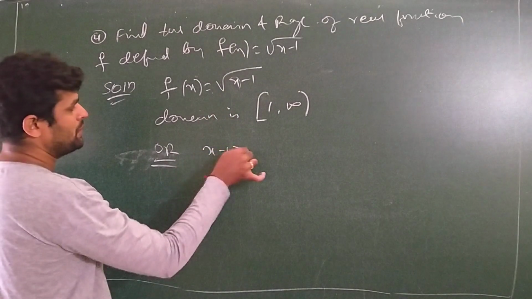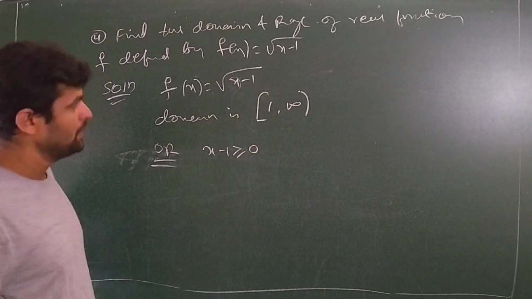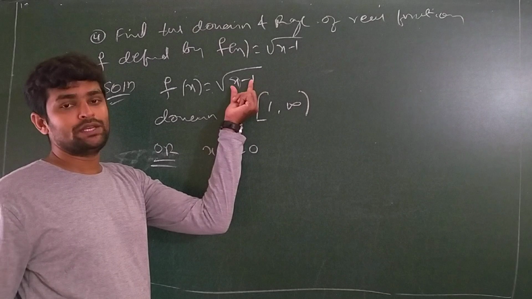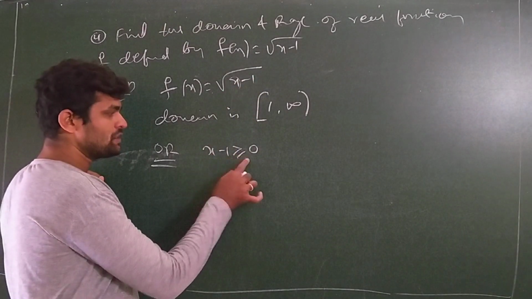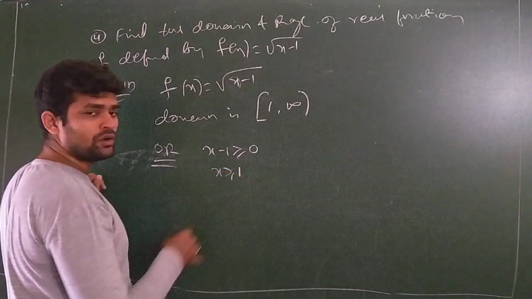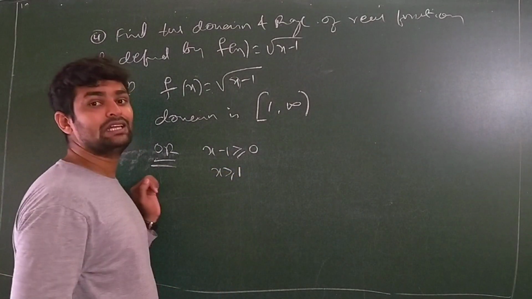Or you can understand it like this also. x minus 1 should be greater than or equal to 0. This entire term should be maybe 0, maybe greater than 0. So x minus 1 is greater than or equal to 0, so x is greater than or equal to 1.